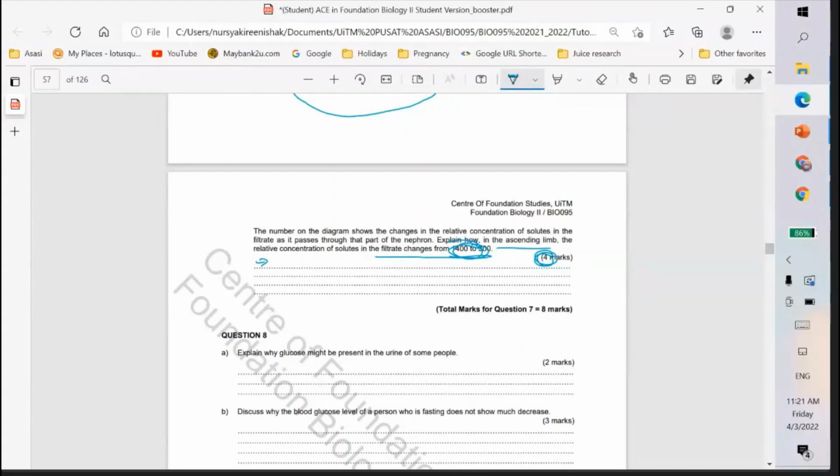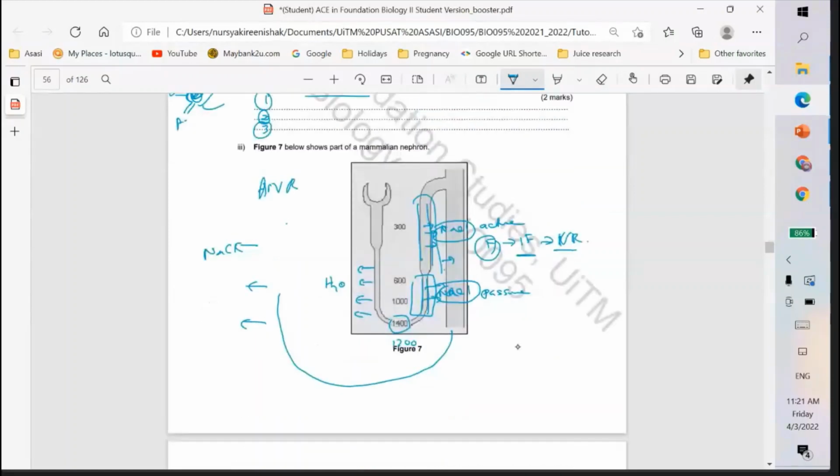Okay. So another point that you could include in your answer is that if you mention in the ascending limb, the entire ascending limb of loop of Henle, there will be no reabsorption of water. It means that the water is maintained in the filtrate. Here, the water maintained in the filtrate, causing the filtrate to be diluted as well. Okay. So the ascending is impermeable to water. So that one you can also include in your answer. Okay.